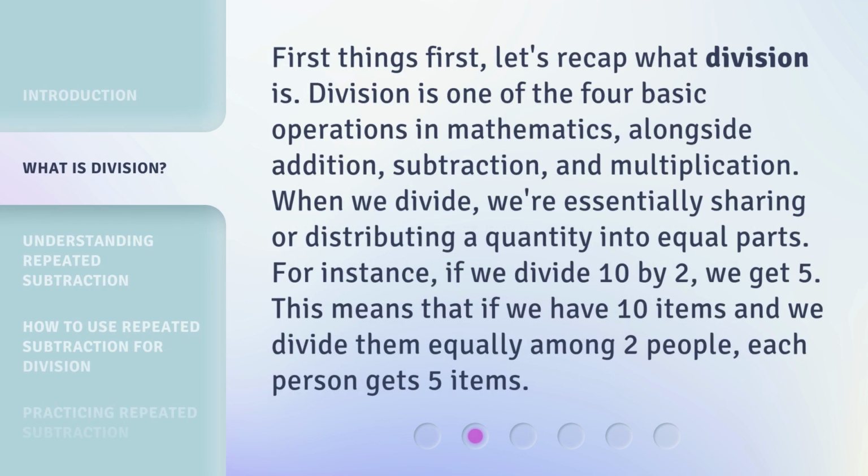First things first, let's recap what division is. Division is one of the four basic operations in mathematics, alongside addition, subtraction, and multiplication. When we divide, we're essentially sharing or distributing a quantity into equal parts. For instance, if we divide 10 by 2, we get 5. This means that if we have 10 items and we divide them equally among 2 people, each person gets 5 items.